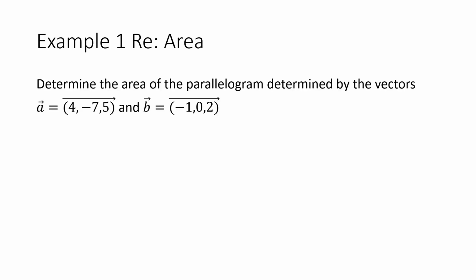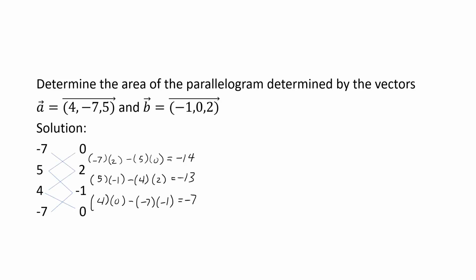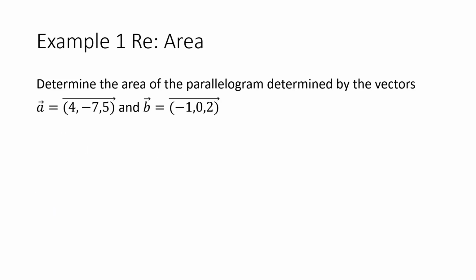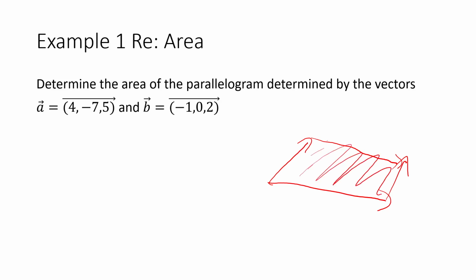So suppose in 3 dimensions we had a parallelogram determined by the vectors 4, -7, 5, and -1, 0, 2. If we wanted to know the area of the parallelogram, what you can do is imagine vector A and vector B, and then a parallelogram would look like this. I didn't do a great job drawing them as parallel. And what we're looking for here is the area of that parallelogram. Well, the process is actually quite simple.